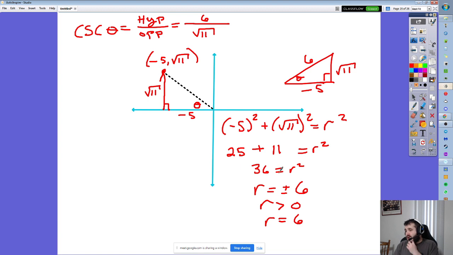The answer sheet here on the notes rationalizes it, so you would see the final answer of 6 radical 11 over 11. But if you give me 6 over radical 11 on the quiz on Friday, you know that you are getting full points.